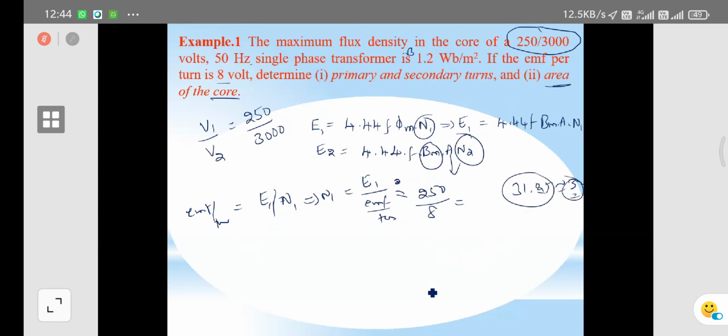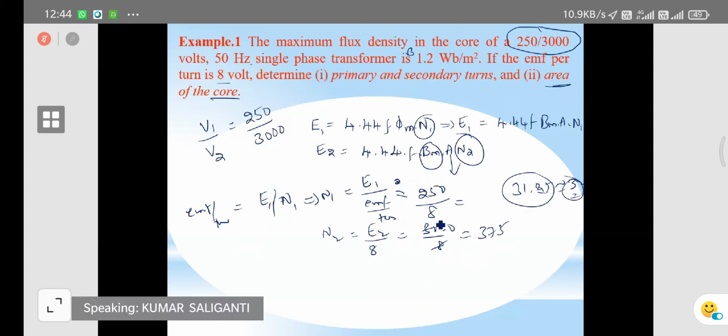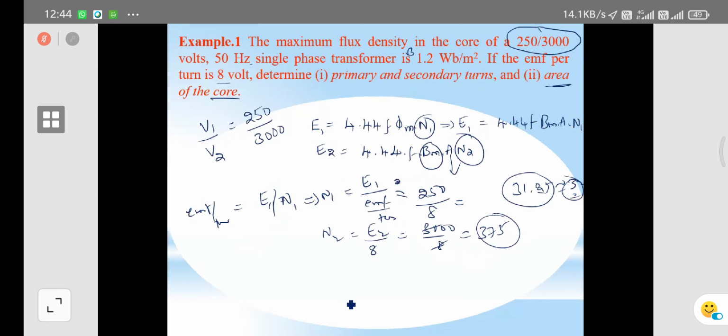Similarly N2 is also the same. E2 by EM per turn, there is 8 here. Then E2 equals what here? That is 3000 by 8. Then what do you get here? 375. How much did you get? That 375. Is it correct? 8 3s are 24, 8 7s are 56, 8 5s are 40. Okay, right. This is 32 turns for primary and 375 turns for secondary.